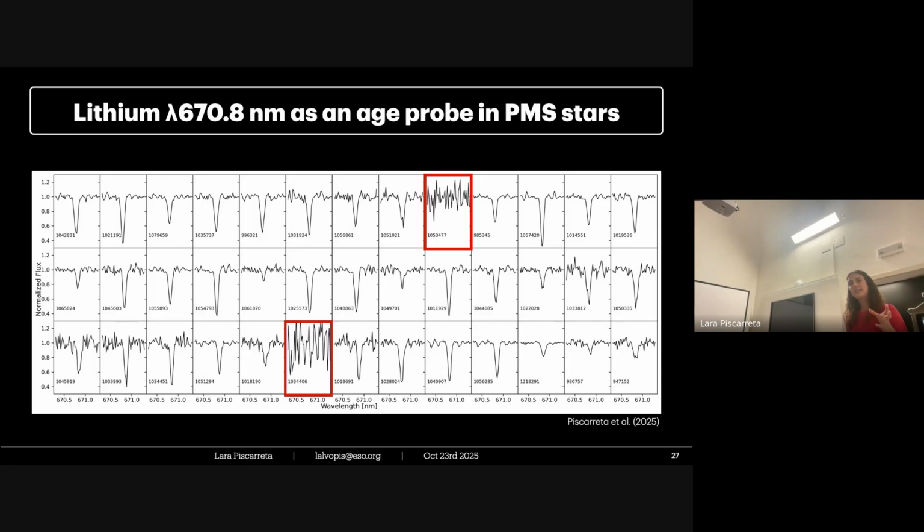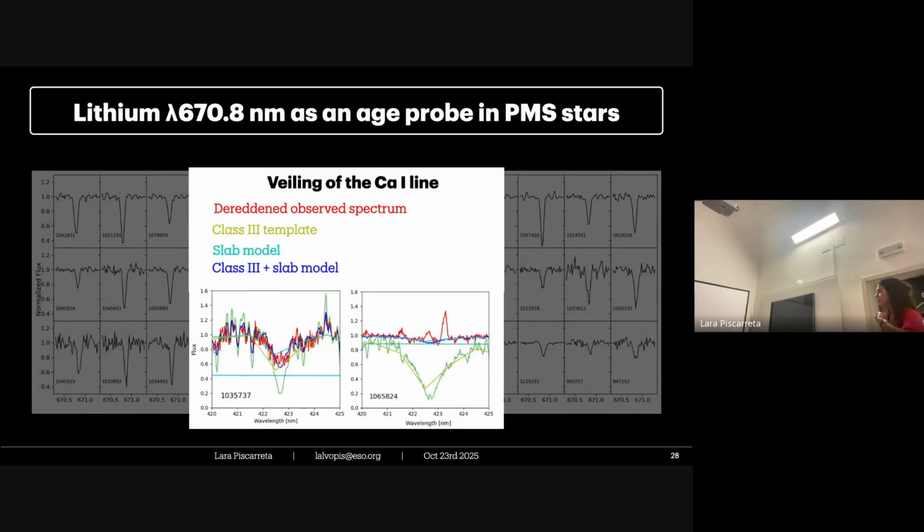So a further thing that we did was to compute the equivalent width of the lithium line, and to do so, we need to take into consideration that we have accretion. And accretion will actually veil the photospheric absorption features. So veiling here means that we just have an excess continuum emission, which basically will make the photospheric lines appear shallower and narrower than what we would expect for non-accreting pre-main-sequence stars.